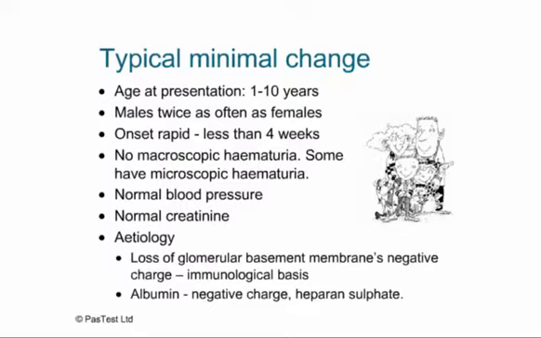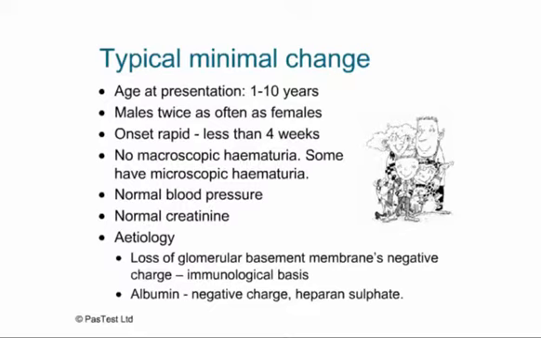Typical minimal change disease, the commonest form of nephrotic syndrome in childhood, doesn't have macroscopic hematuria. A small number of individuals will have microscopic hematuria, but no macroscopic hematuria. And with typical minimal change disease, the blood pressure is normal, as is the creatinine.